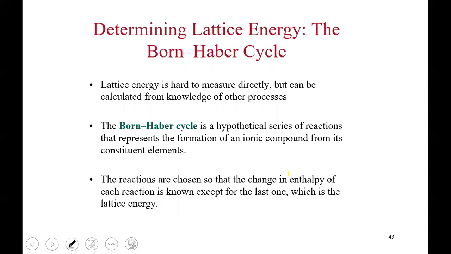So the Born-Haber cycle is a hypothetical series of reactions where we represent the formation of an ionic compound from its constituent elements. What we do is we're going to choose a set of reactions for which we know the change in enthalpy, and we leave one unknown, which is the lattice energy. Yes, essentially the Born-Haber cycle is an application of Hess's law. That's exactly what it is. We are going to invent a path using reactions for which we know the enthalpy change, and then we're going to solve for the missing or unknown one.